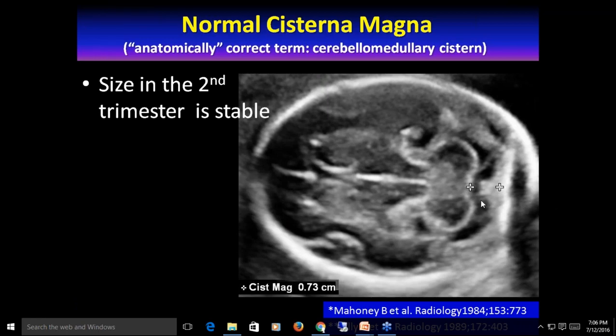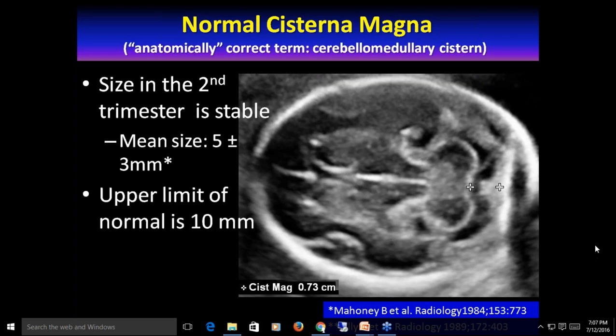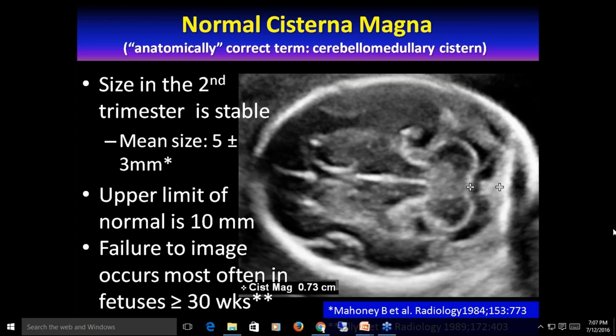The normal cisterna magna seen in the second trimester is stable in size. The mean size is 5 plus or minus 3 millimeters. Upper limit of normal is 10 millimeters. Failure to image occurs most often in fetuses greater than 30 weeks gestation.